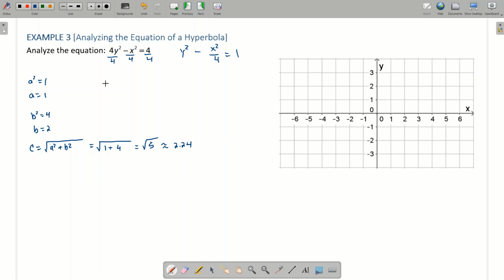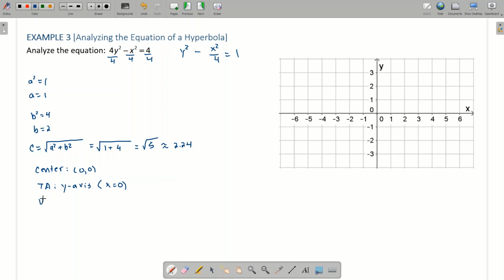Okay, so we need to identify the center, which is still the origin. Right, in this new form, it's still centered at the origin. We haven't looked at examples that have been shifted yet. But we do know the transverse axis is now the y-axis, because the positive term is the y term, and so we could write that as the equation x equals 0.